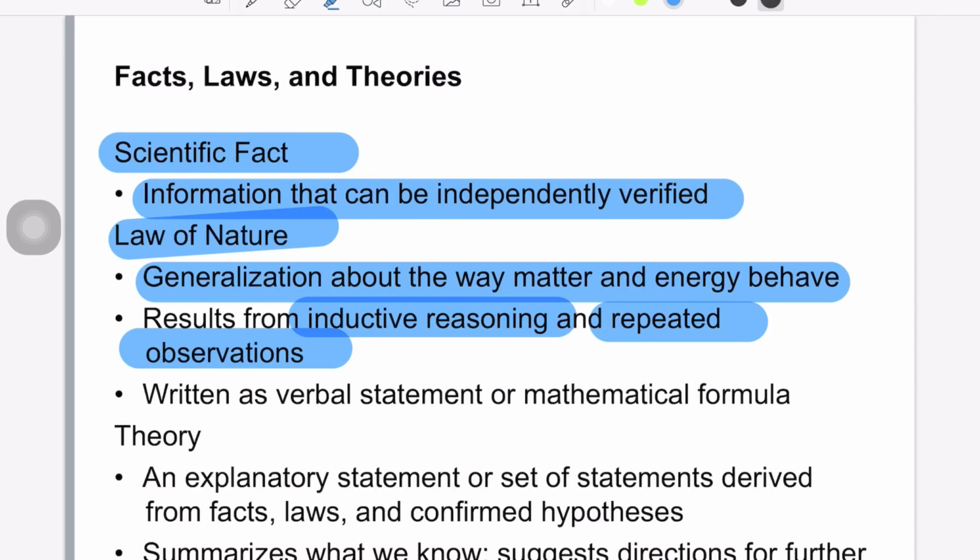When I say theory, people often mistake theory as sort of a wild guess. No, once you hit the point of theory, there's a fair amount of supporting evidence for this. It's pretty solid. It's an explanation or a series of statements derived from facts, laws, and confirmed hypotheses. So this is sort of the top tier. And often it summarizes what we know, but it also leaves open some room for suggestions as to where further study would go.